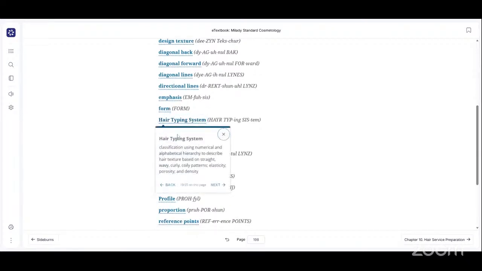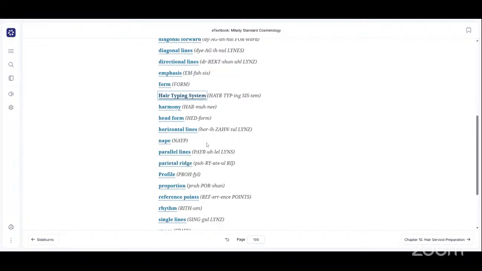Hair typing system. As I've told you, it was created to sell product, but hair typing system is actually a term for you guys. Please summarize the term for your test. Okay. It is a group of patterns.